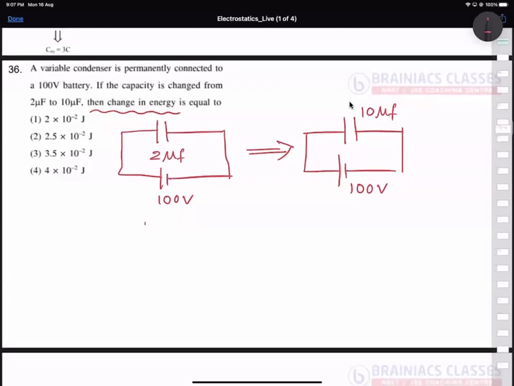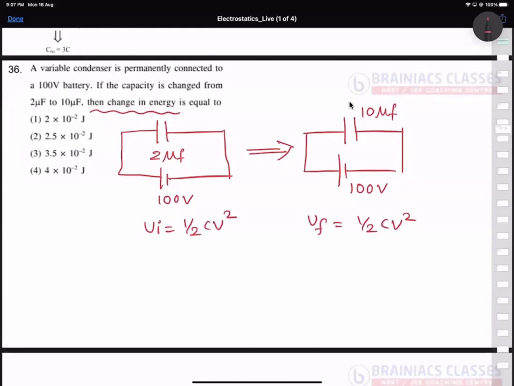What is the energy? I say this is the initial energy, it is half CV square. And this is the final energy; here also I can apply half CV square. So in both cases, what is different? Voltage will be the same.